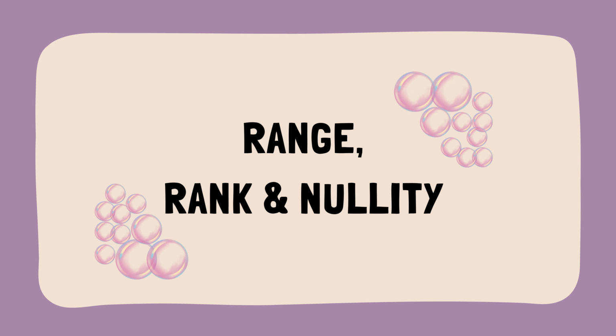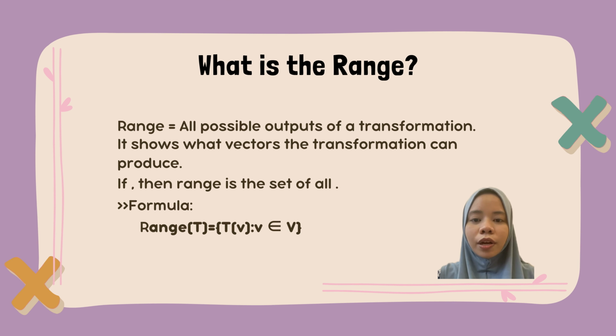Range, rank, and nullity. Hi everyone, so now I will explain about the range, rank and nullity. So what is the range? Range is all possible outputs of a transformation. It shows what vectors the transformation can produce. The range is the set of all such outputs, and the formula is written as shown.